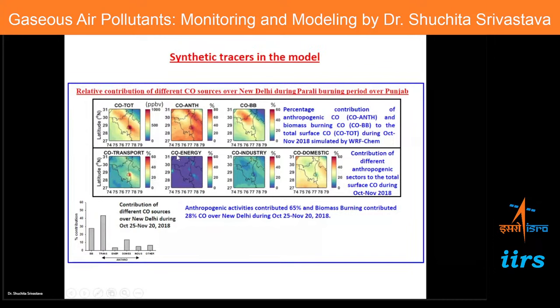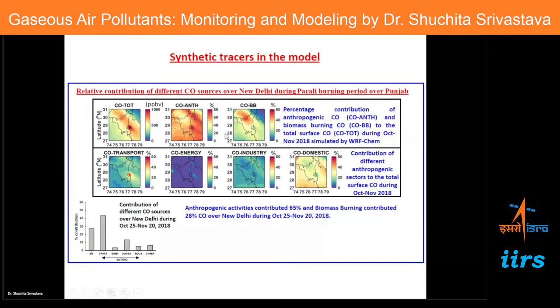Now, we have added four more synthetic tracers in the model. These are CO_transport, CO_energy, CO_industry, and CO_domestic. They are taking emissions only from transport, energy, industry, and domestic sectors. So they are showing the contribution of CO coming from transport activity only, energy activity only, industry activity only, and domestic emissions only. By using these synthetic tracers, we can segregate the relative contribution of different CO sources, right? And we can investigate any pollution episode. For any pollution episode, we have the capability to segregate the contribution of different source types.